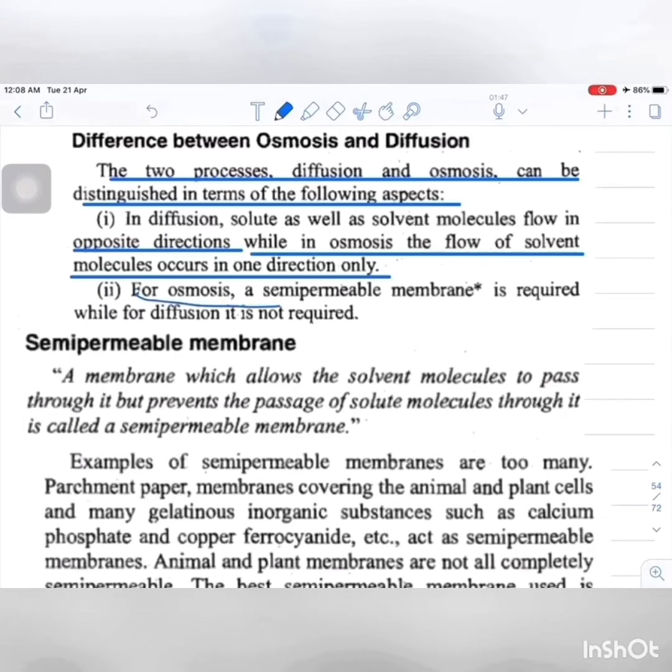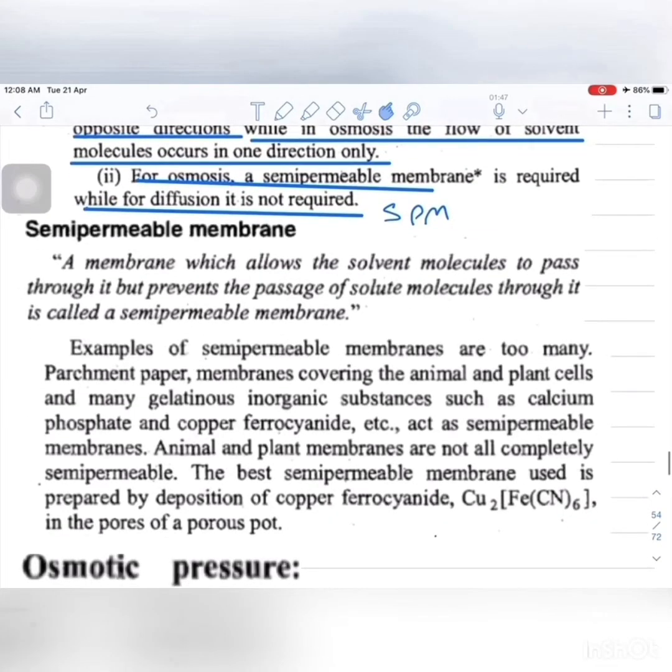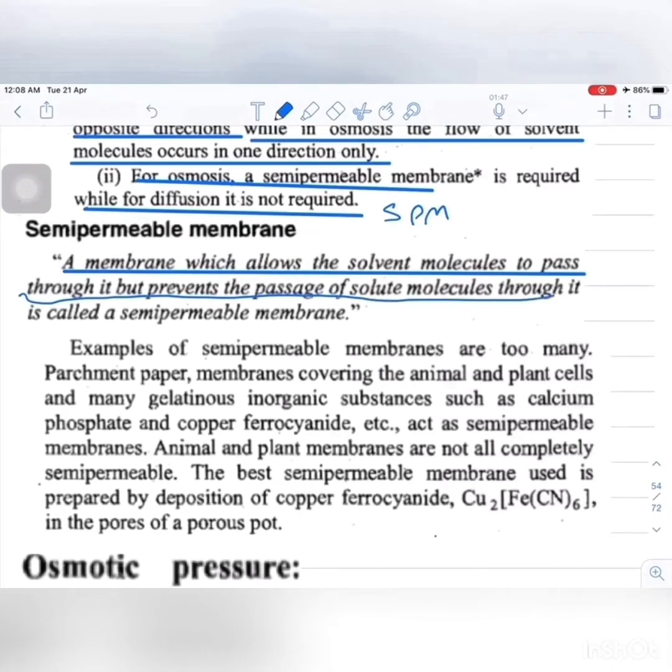For osmosis, SPM, semi-permeable membrane, is required, while for diffusion, SPM is not required. What is SPM now? A membrane which allows only solvent molecules to pass through it, but stop molecules of solute, that is called semi-permeable membrane. Only solvent molecule can pass through SPM.